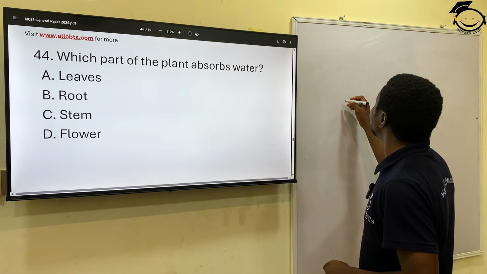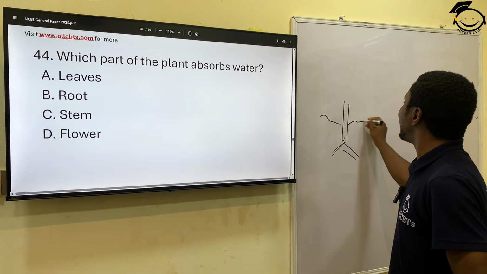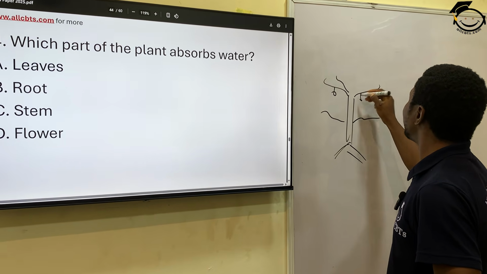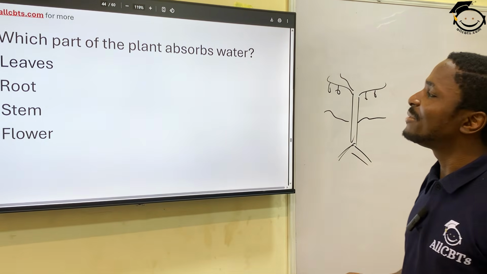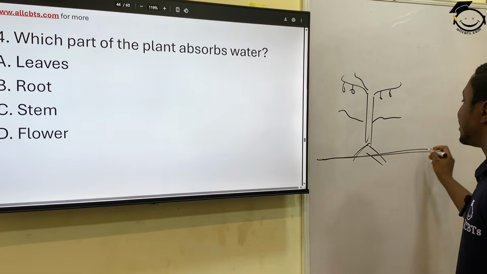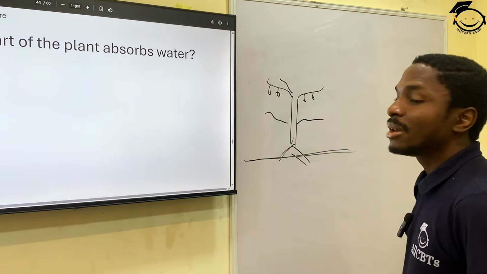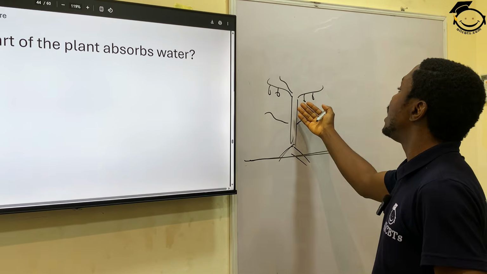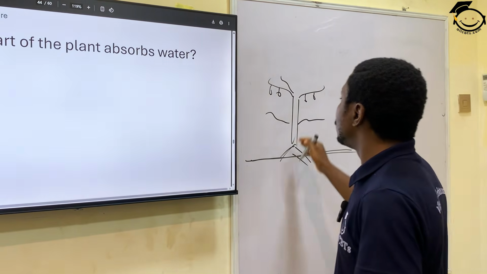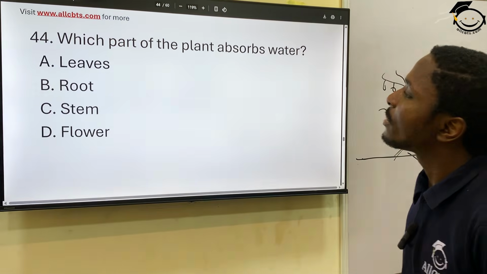Now you have your plant, you have the roots, you have the stem, you have the branches, you have the leaves, and you have the fruits. Which part of the plant absorbs water? Now this is the ground. So which part of this plant absorbs water for the plant? Is the root. The root absorbs water and then distributes it through the transport system to different parts of the plant. So that is the roots.